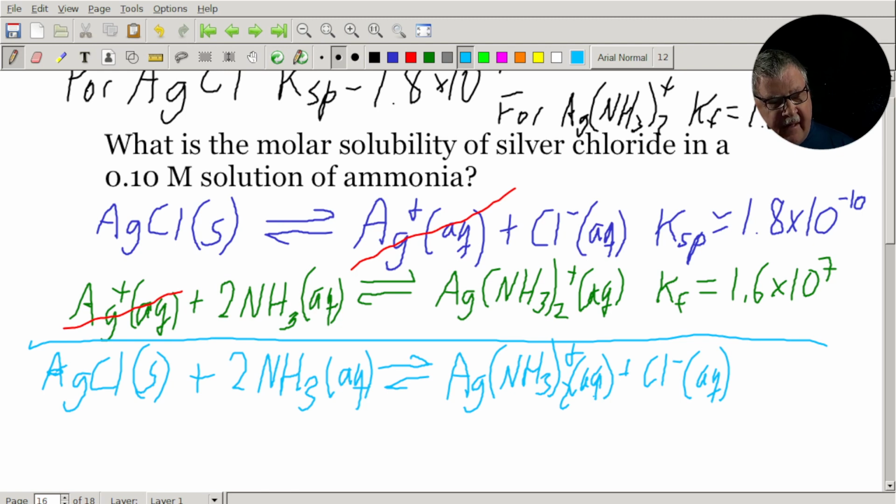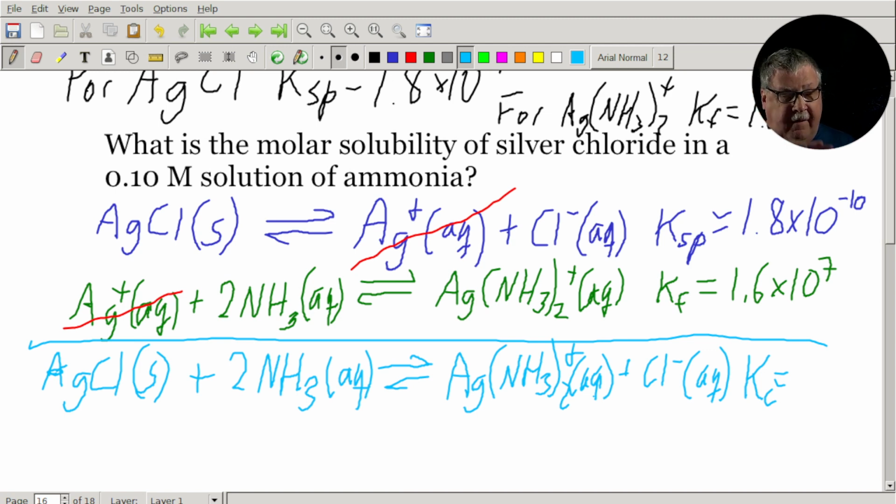Now, how do we get the value of the Kc for this equilibrium given the values that we have written above it? Do we add them together? Do we square anything? Do we multiply anything? What do we do? How did we learn how to do this back in chapter 15? Yes, exactly. We're going to multiply.